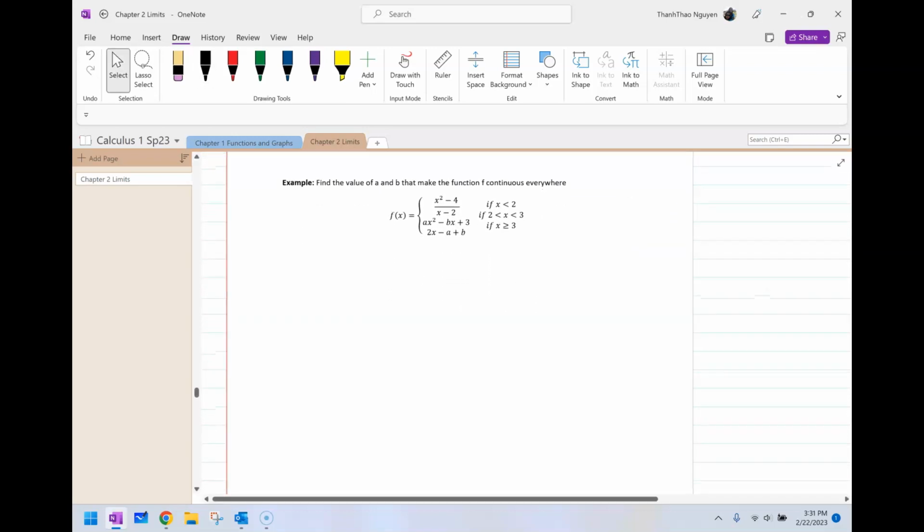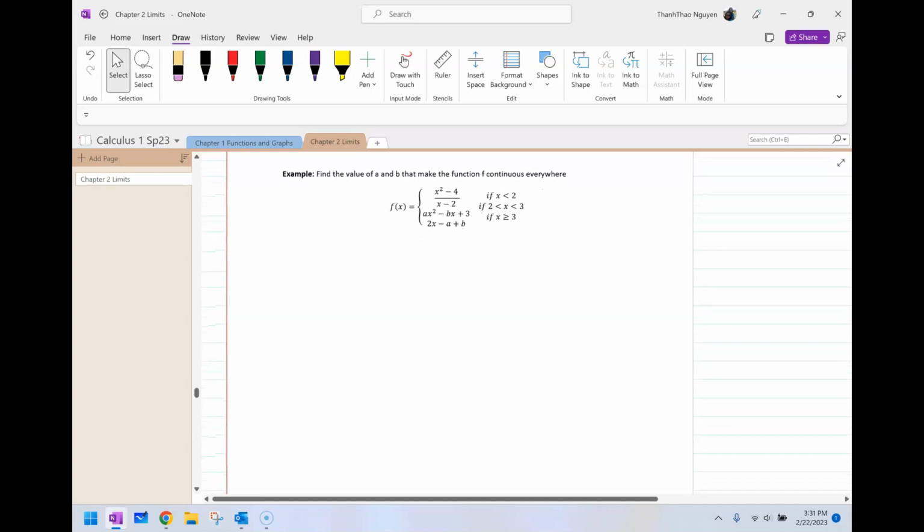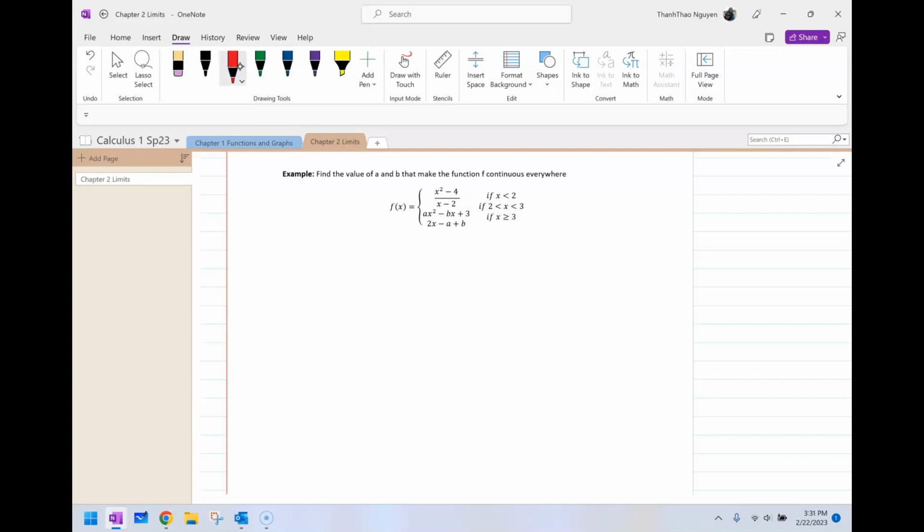We want to find the value of a and b that make the function continuous everywhere. Again, the function is continuous everywhere if f of c equals the limit as x approaches c of f of x. So there are 2 points in question, that is 2 and 3. At x equal 2, let's take a look at the first part.